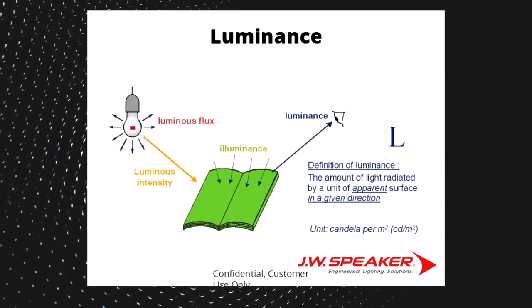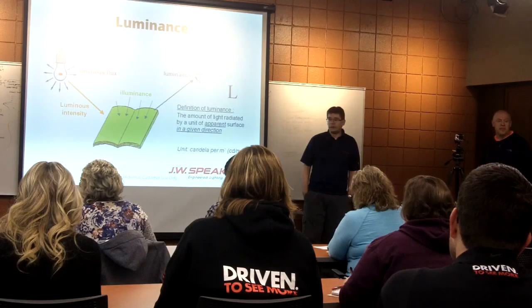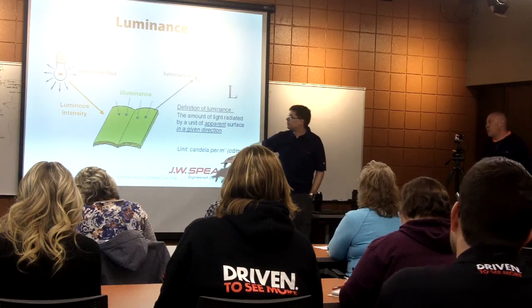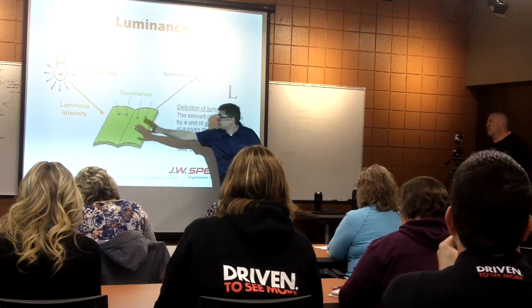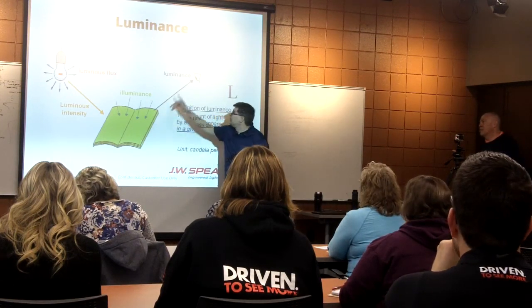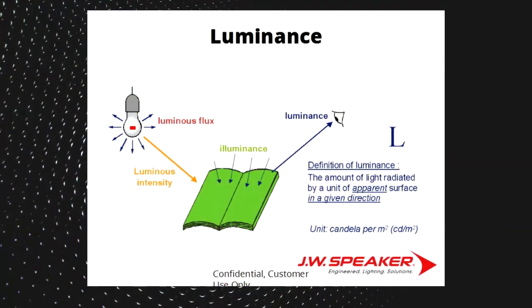And the last term we have to talk about in this diagram is luminance, and that is the amount of light radiated by an apparent surface in a given direction. This is one we don't use very often in our industry. Pretty much there's one case where we use it, and that is with license plate illuminators. If you picture this system as a license plate, we have a lamp shining on a license plate, and what we're looking at is the amount of light coming off that license plate in a direction.